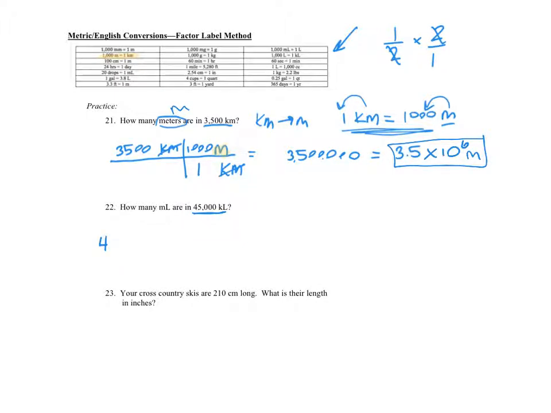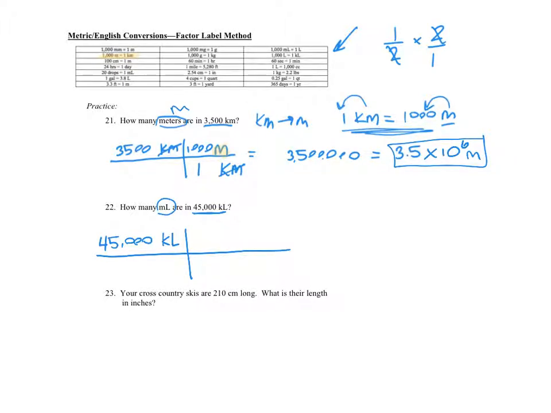So I'm going to do 45,000 kiloliters. I'm going to set my tic-tac-toe board up. Sometimes you don't know how long you have to make it, so just kind of guess. It doesn't matter if it's longer than it should be. Now the problem says how many milliliters are in 45,000 kiloliters.